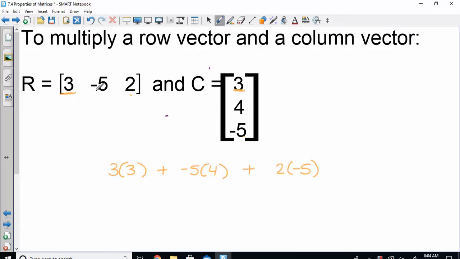Do you see which ones I'm multiplying? You take the first times the first, the second times the second, the third times the third. Multiply, so we get 9 plus negative 20 plus negative 10. Add all those together, so this row times that column gives me negative 21. So you have to take an entire row times an entire column to get one answer.